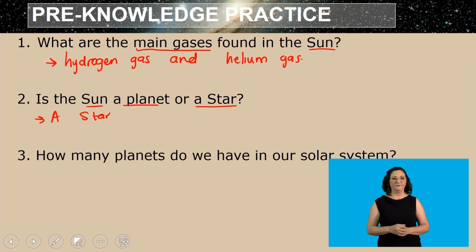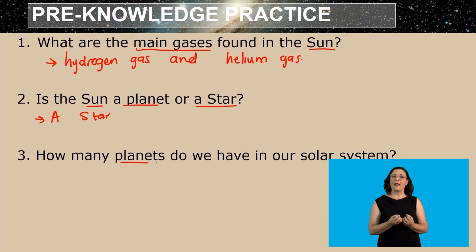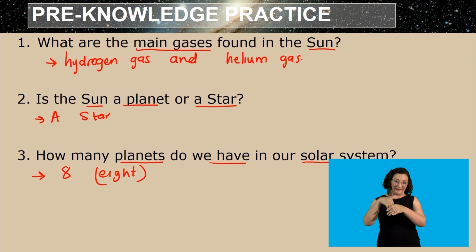Okay, let us look at question number 3. It says, how many planets do we have in our solar system? Remember, we have 8 planets in our solar system. Remember that it was initially 9 because of the Pluto story, but Pluto was then reclassified as a dwarf planet, and that takes us to a total number of 8 planets in our solar system.